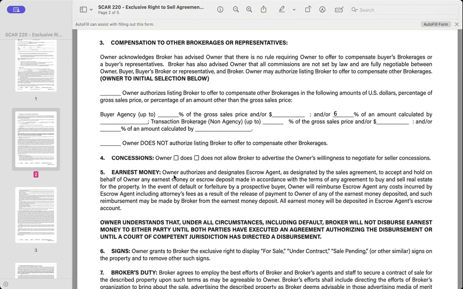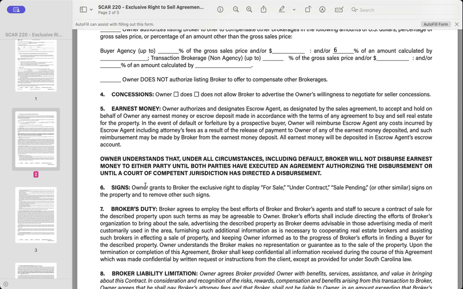Section 4 gives the owner the option to decide whether or not they would allow advertisement of seller concessions, if that's something they're willing to negotiate or not. Section 5 discusses earnest money and the release of earnest money, how that would be handled, basically indicating that the earnest money would not be released from the escrow agent unless there was an agreement made between both parties.